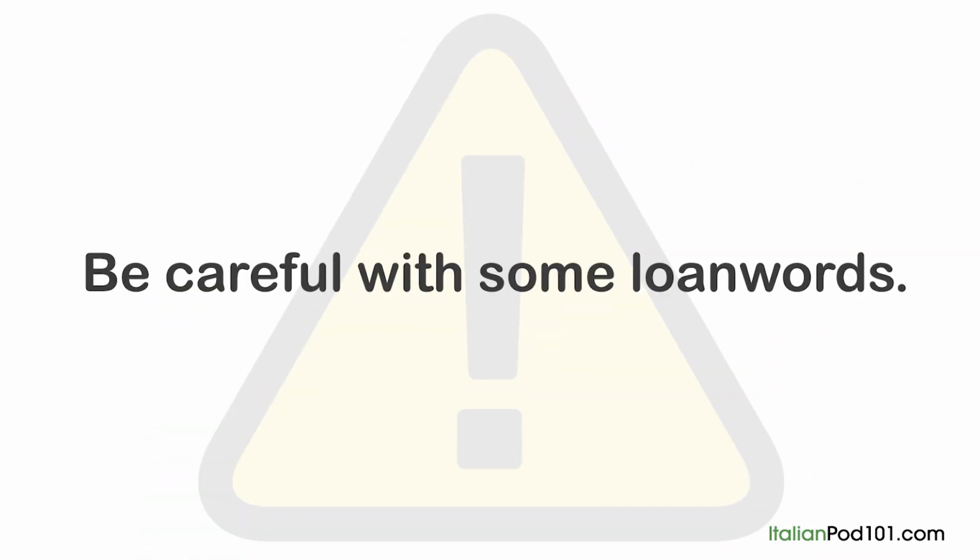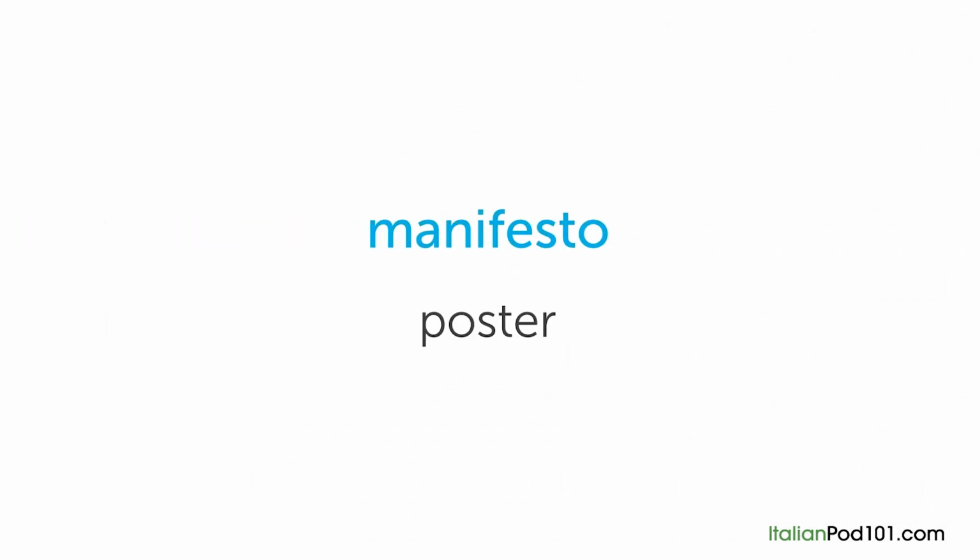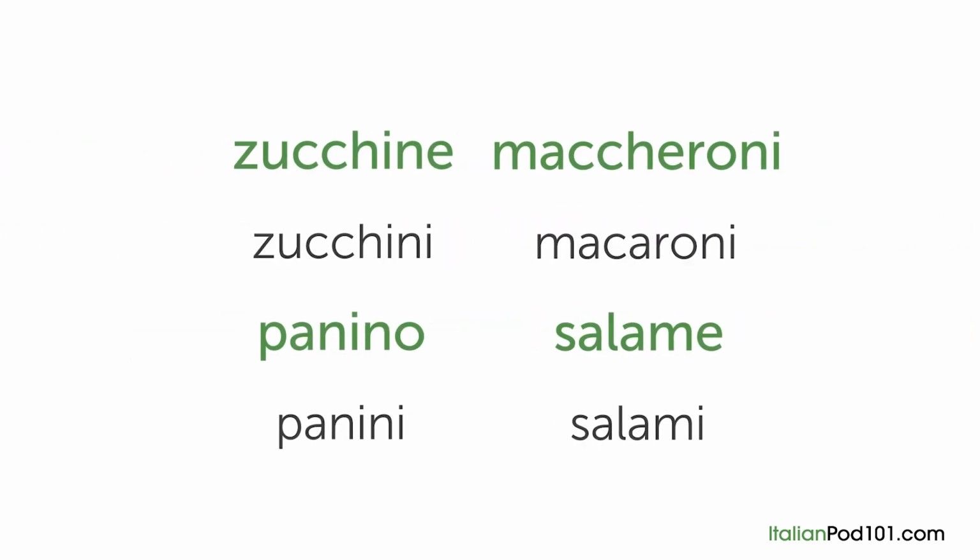Be careful with some loanwords though. The Italian word doesn't always mean the same thing in English. For example, manifesto in Italian means poster. English loanwords don't always follow Italian grammar either. Zucchini and macaroni are spelled differently in Italian. English words like panini and salami are mistakenly used in the plural form.